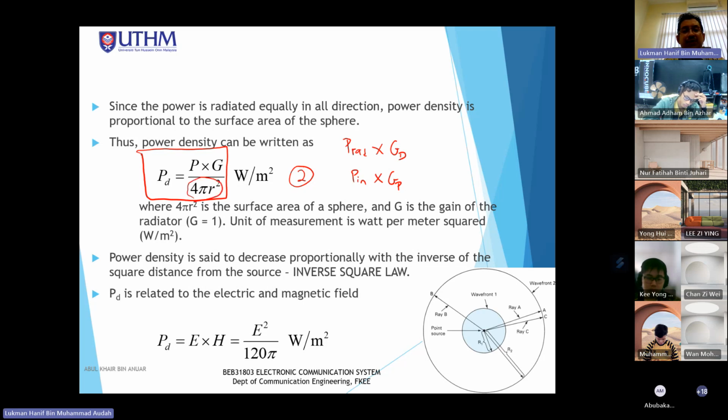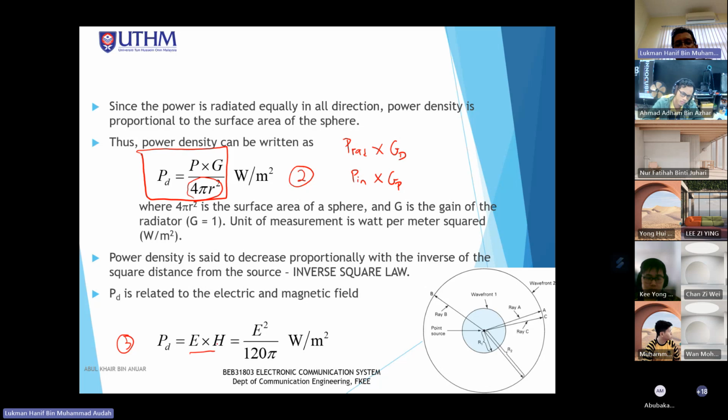This 4 pi r square is actually the surface area of a sphere. Okay, if you learned in mathematics, the surface area of a sphere can be measured as 4 pi r square. So this is the second equation, and there's another equation, the third equation over here, power density.